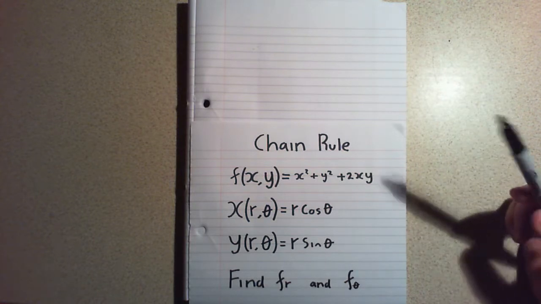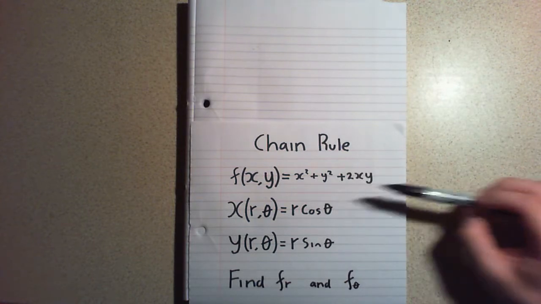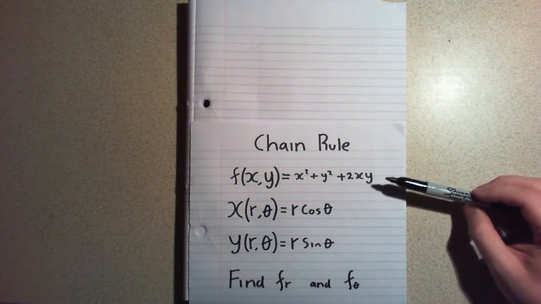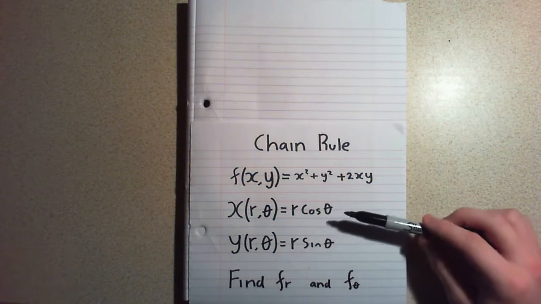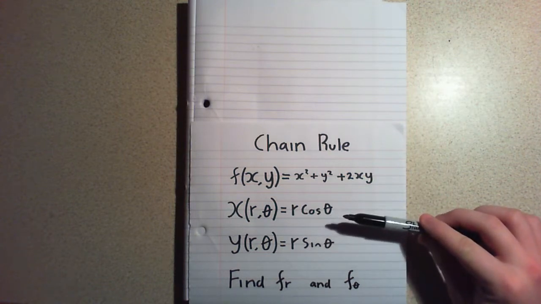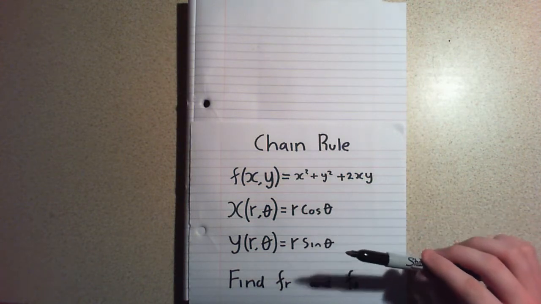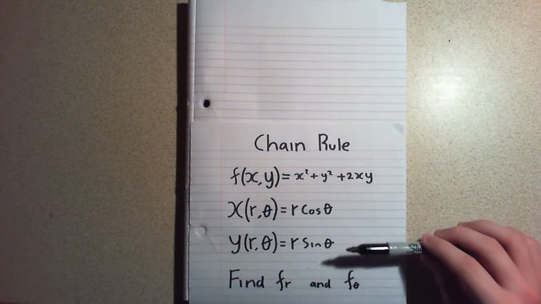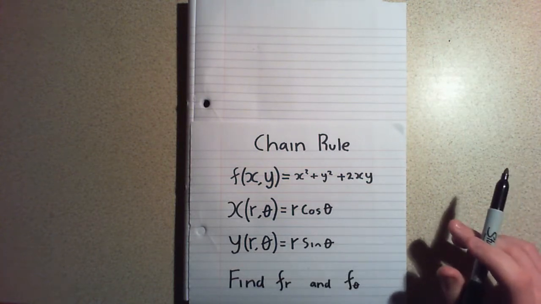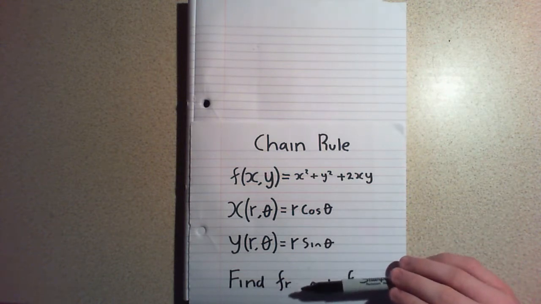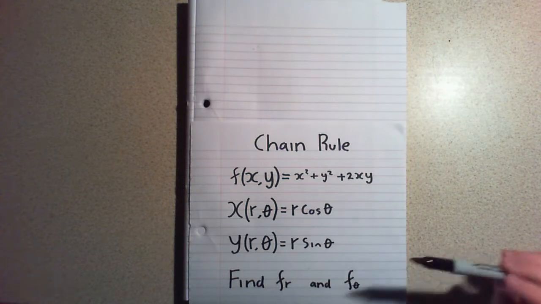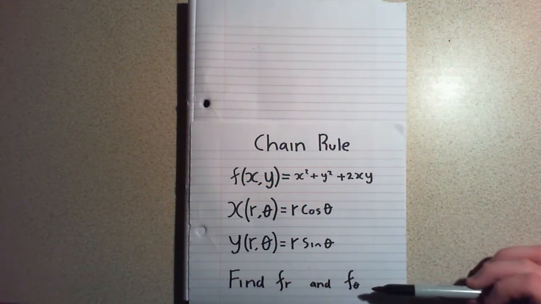So what we've got is a function here of x and y, which you can see, and for this function we have x is also a function of two variables, and in this case y is a function of the same two variables, and it wants us to find the derivative of the function with respect to r and the derivative of the function with respect to theta.